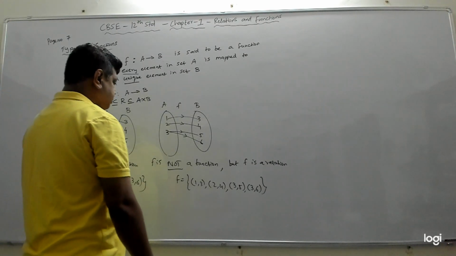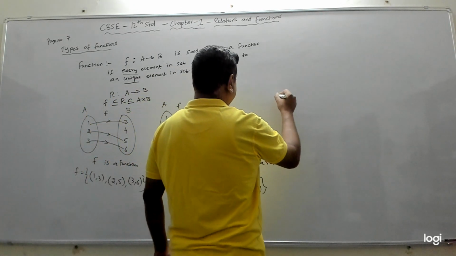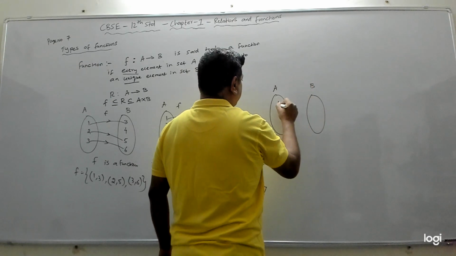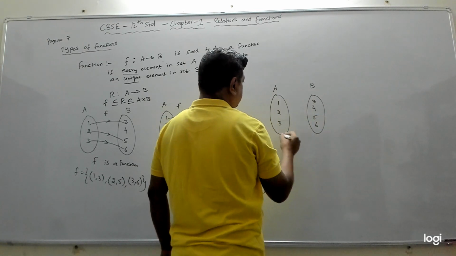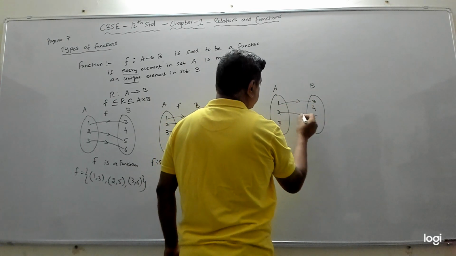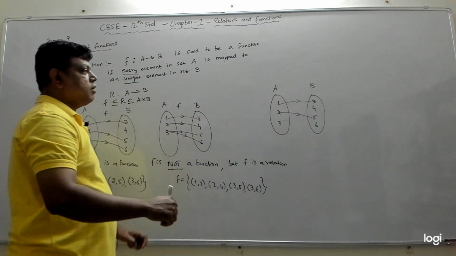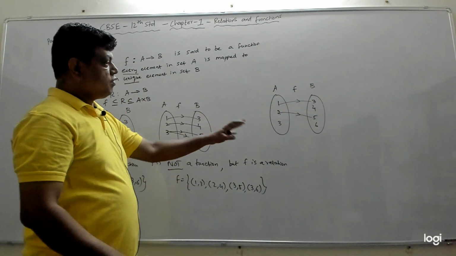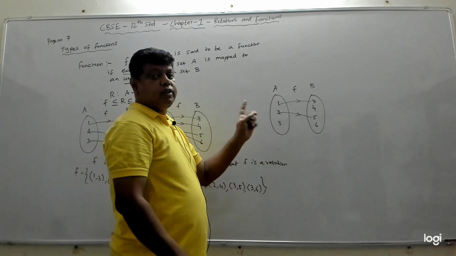Fine. Now let's take one more example and see whether it is a function. I have a set A and the same set B: 1, 2, 3 and 3, 4, 5, 6. Now suppose 1 goes to 3, 2 goes to 5. Now the question is, is it a function? In general, we'll call F a relation. Now, is this relation a function?